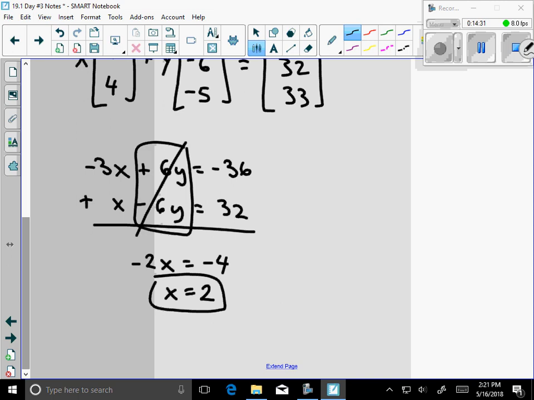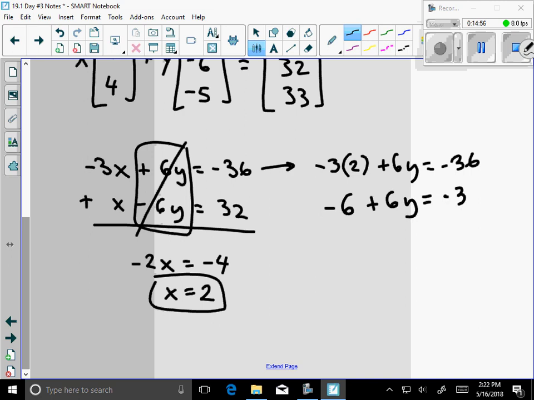You can use i and j, but it's scary. I like vector column form. So now x equals 2. What could I do now? Yeah, plug it in. Let's plug it in here. Negative 3 times x plus 6y equals negative 36, and then I just math it. Oh, this is fun. I know how to math this.